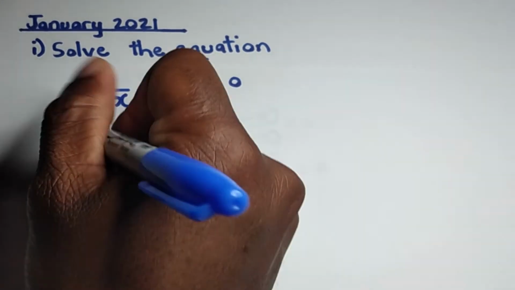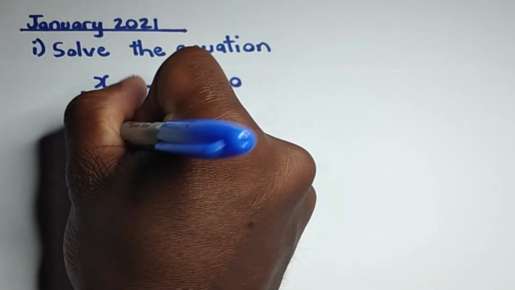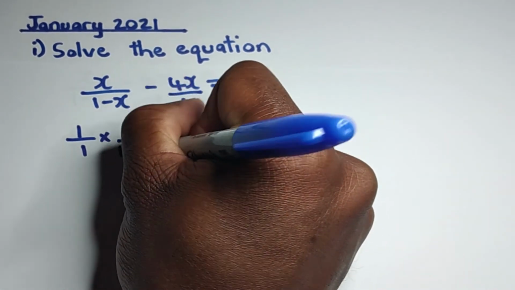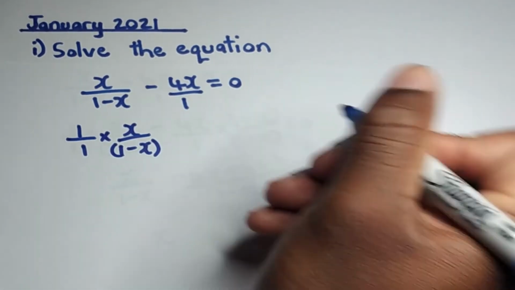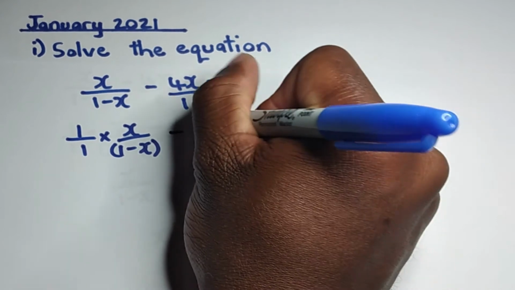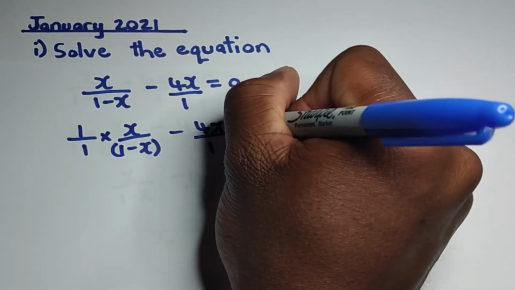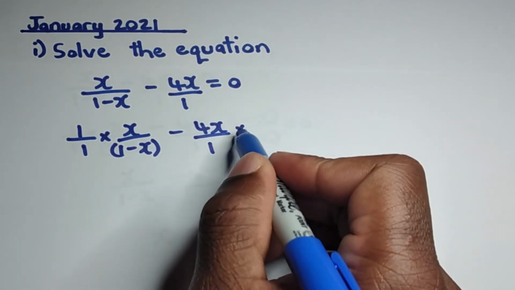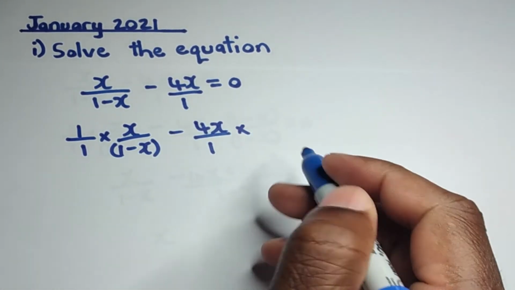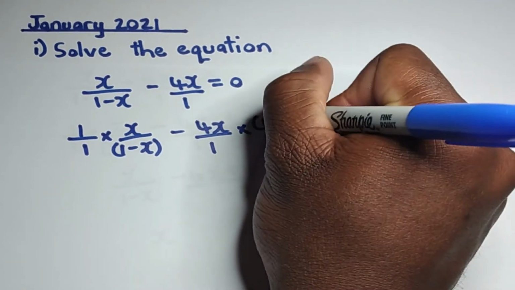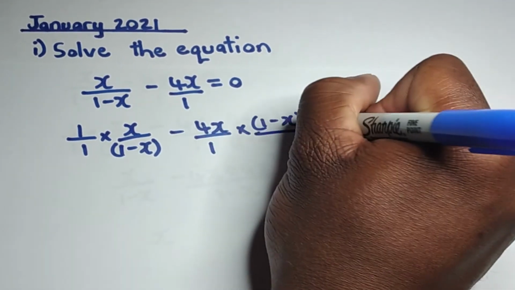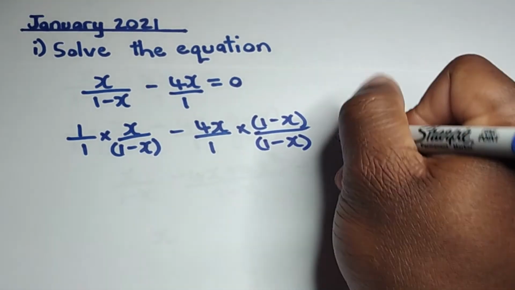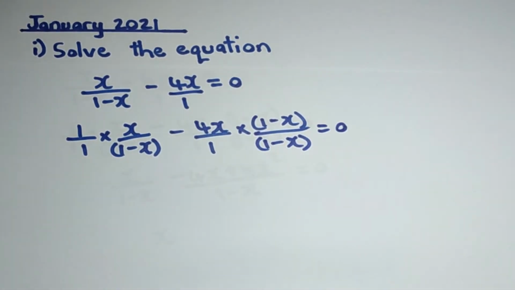So let's do that. So I have 1 over 1 times x over 1 minus x, and I'm going to keep the binomial expression in bracket, minus 4x over 1 times, again, I'm going to multiply this fraction by 1 minus x over 1 minus x, all right? And I'm going to keep that again in bracket. So 1 minus x over 1 minus x, all right? And remember, this is equated to 0.